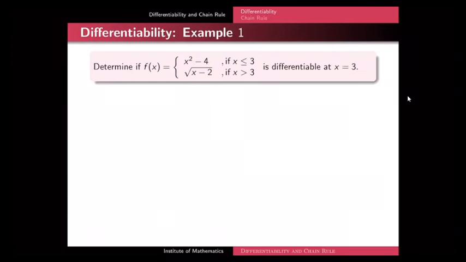Okay, so how do we solve this problem? Again, in solving differentiability, first it is wise to check if the given function is continuous at the given point. So we want to recall that if f is not continuous, it implies right away that f is not differentiable. All right, so we want to check first.